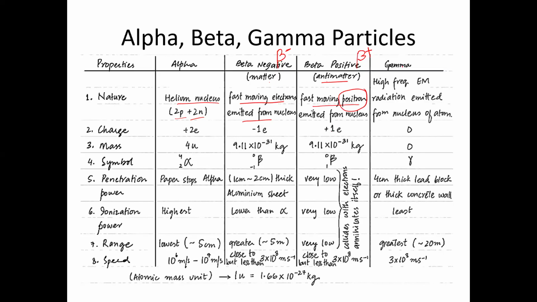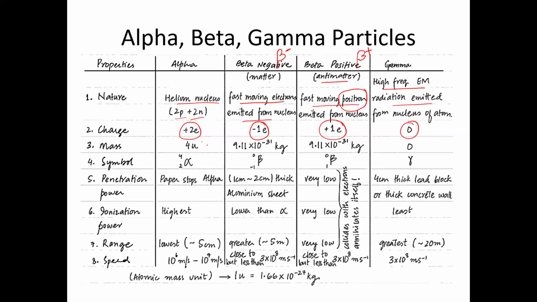And what are gamma rays? They are high frequency electromagnetic radiations. What is the charge present on alpha? It is positive 2. On beta negative, it is minus 1. On beta positive, it is positive 1. And likewise, gamma is having no charge.